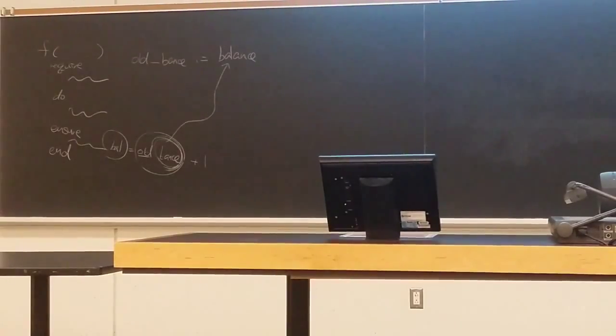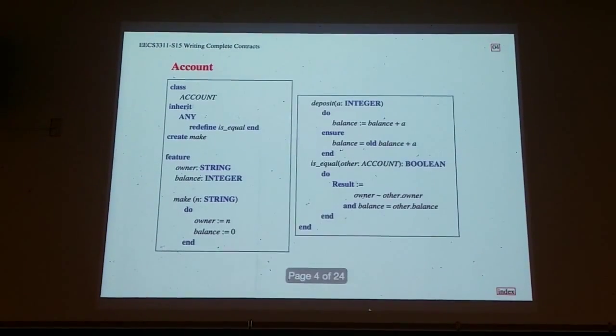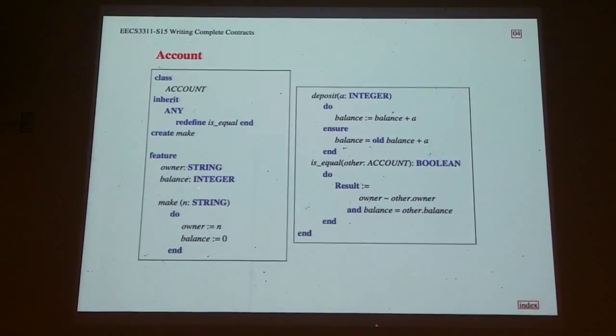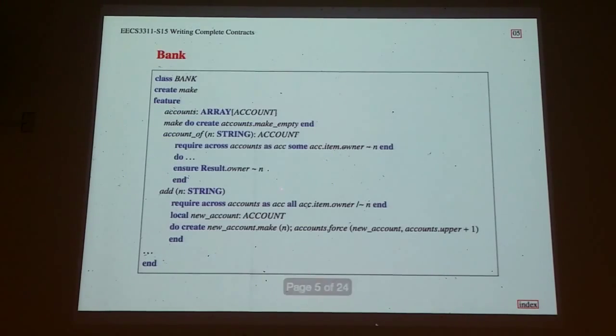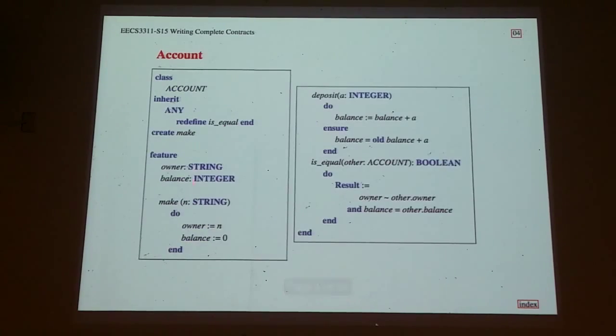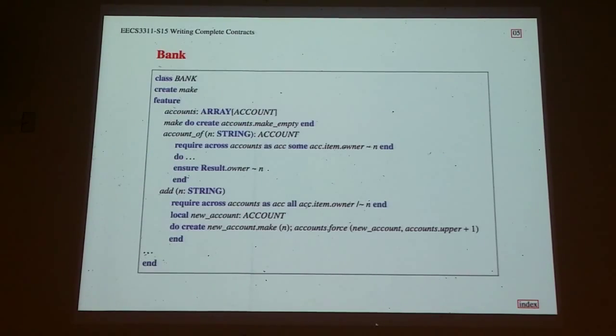Okay, just to remind you again, we have basically three classes to consider. We have the account class. In the account we have owner, balance, and also the command deposit, which increments the value of the balance. Also we have a redefined feature for is_equal. Now this is a critical class, because you can see that the bank class has an array of accounts over here. It has two features: account_of and also add.